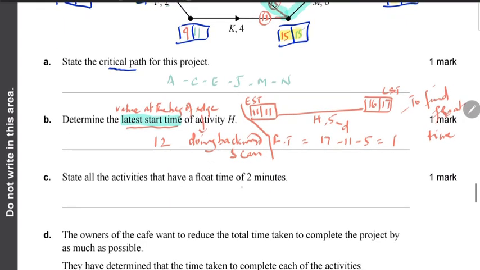State all the activities that have a float time of 2 minutes. Now I just explained the concept to you. So we know that activities that have a float time are not on the critical path. So now let's go have a look at all the activities. The easiest way is the first way I described, where you look at the earliest start time of the activity and the value at the beginning of that edge that we got doing a backward scan. Okay.